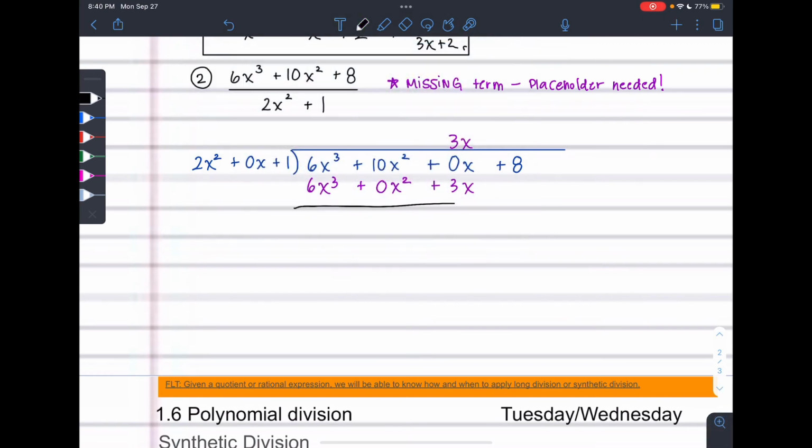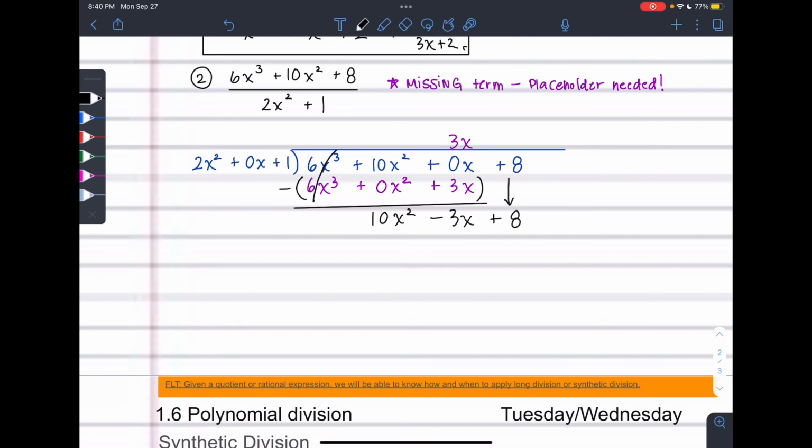For the next step, we are going to subtract each term from the dividend above. So 6x cubed minus 6x cubed goes away. 10x squared minus 0x squared becomes 10x squared. And 0x minus 3x is negative 3x. Then we're going to take this plus 8 and drop it down.